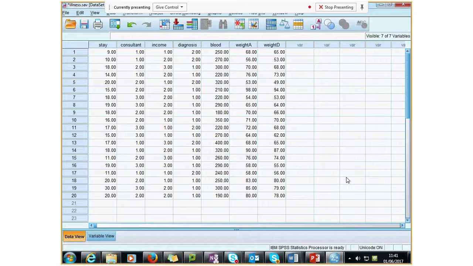And here's the data associated with that. You can see some of these variables are continuous variables, like length of stay and blood loss, and some of them are clearly categorical or nominal. They only come in one or two versions here, so consultant, income and diagnosis are like that.